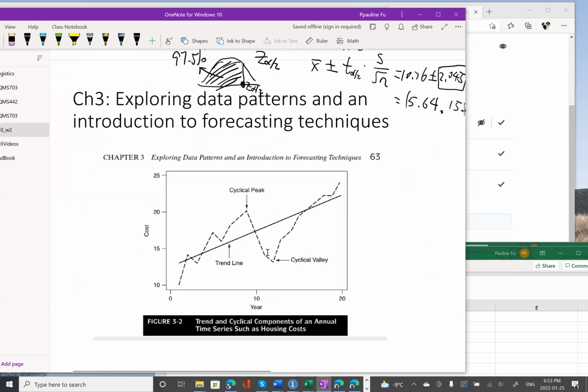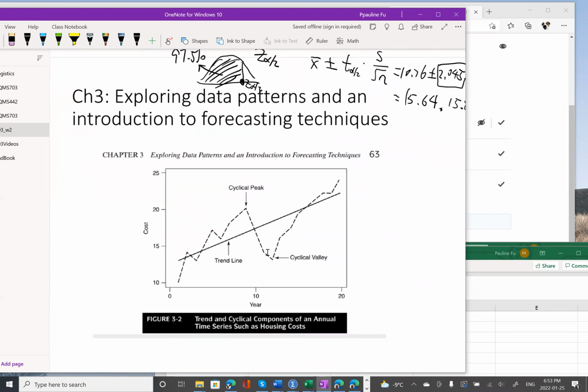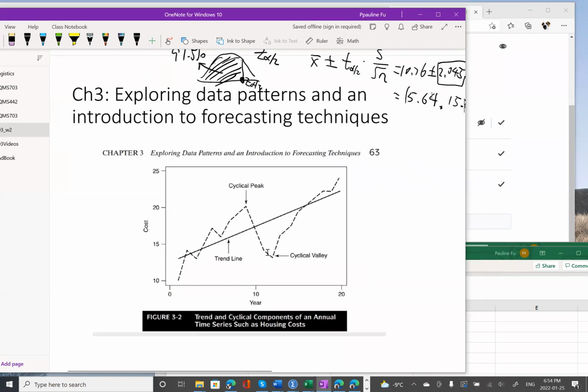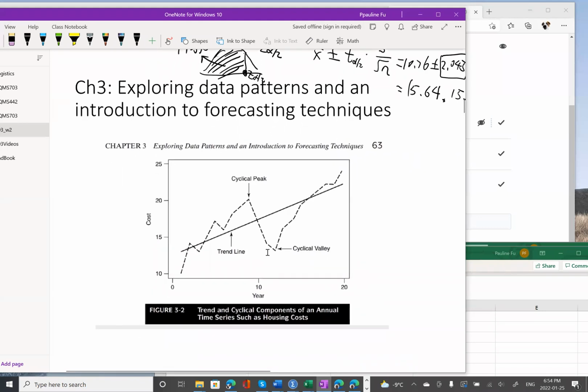All right, so today we'll go over chapter 3. Chapter 3 is exploring data patterns and an introduction to forecasting techniques. If we take a look at this graph, this graph is showing a data pattern over maybe the past 20 years. Let's say it is sales data. Maybe it is the cost of housing over 20 years. And this is time series data.